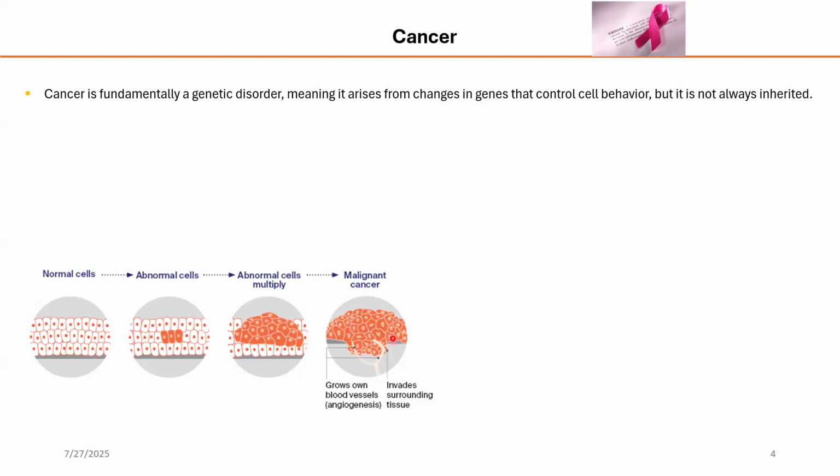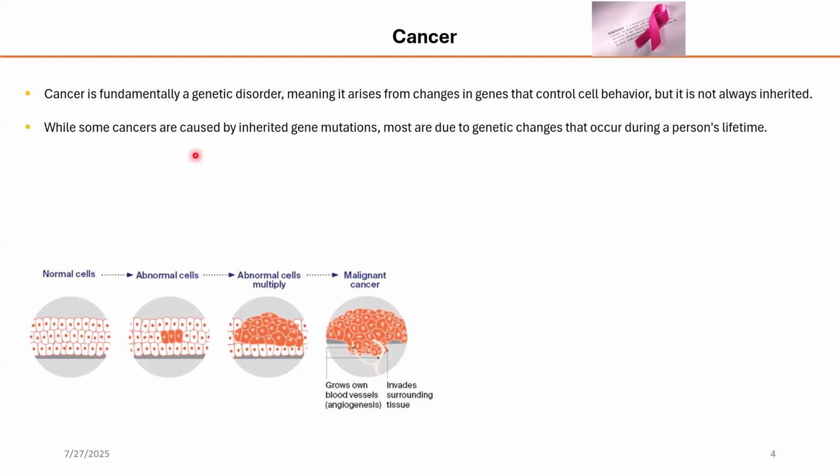The tumor cells grow in an uncontrolled manner, where they start to grow their own blood vessels for oxygen and nutrients, which is called angiogenesis. Later, when these abnormal cells proliferate in an abnormal manner, they also start to invade the surrounding tissue, leading to metastasis.